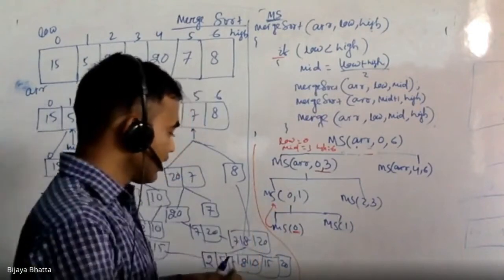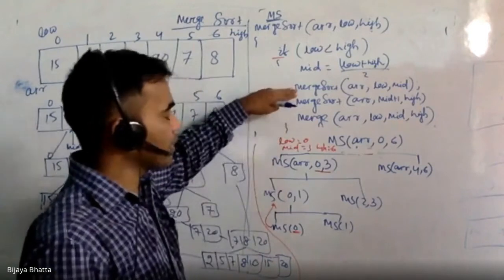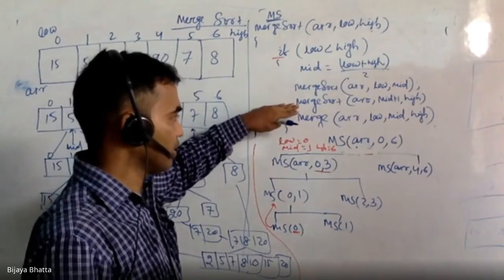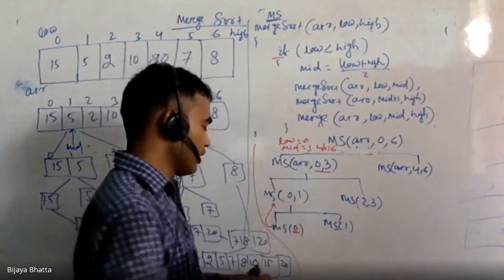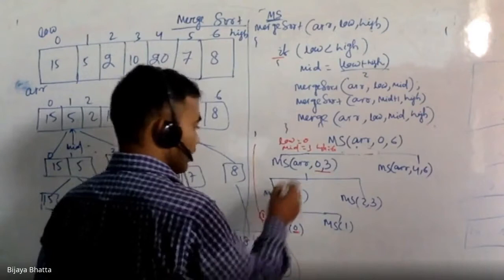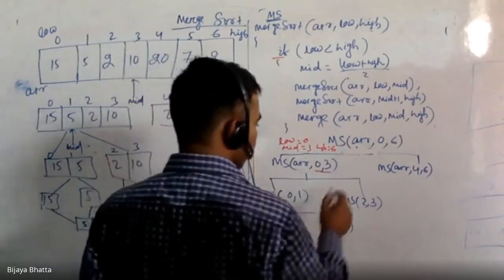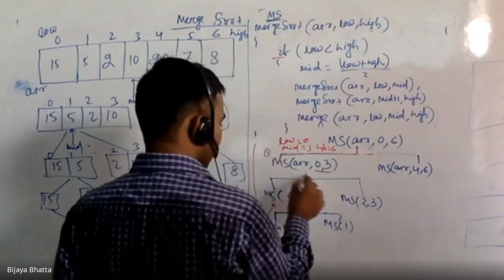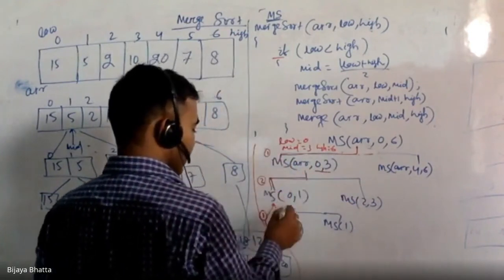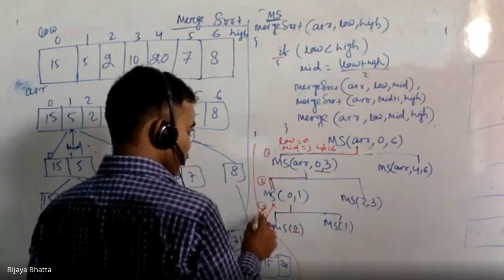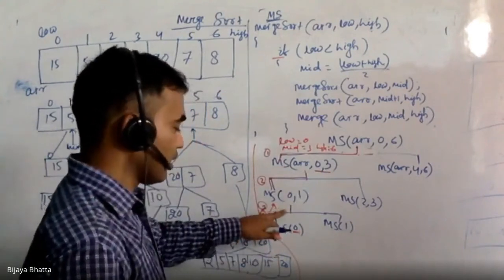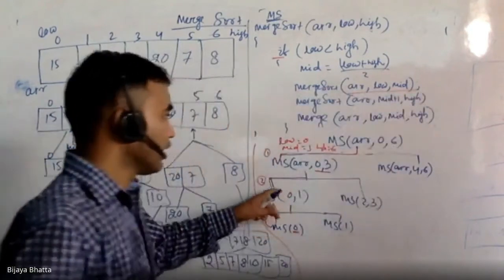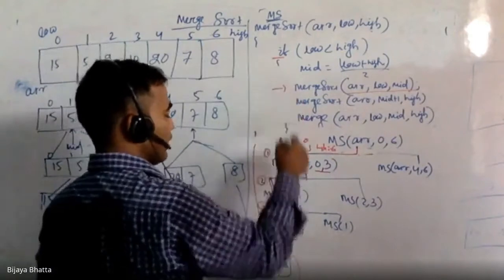Once it returns, this step is done, because I called this function and it is finished, then I will go to the next function call. This is step one, again this will be step two, then step three, and this is going to be step four. That means it returns to here, and once it returns, the complete left part is done. Then I will go for the right part.